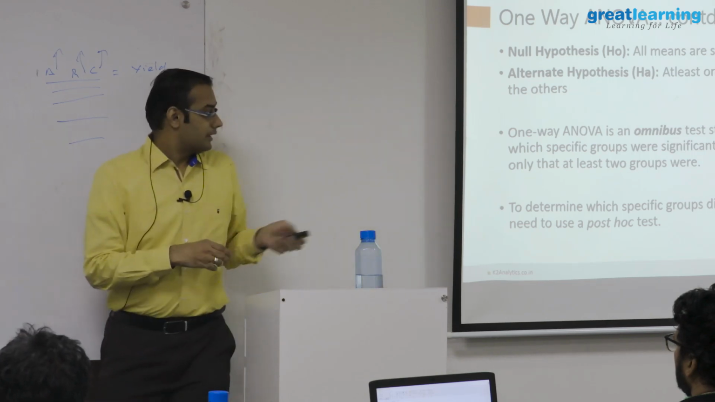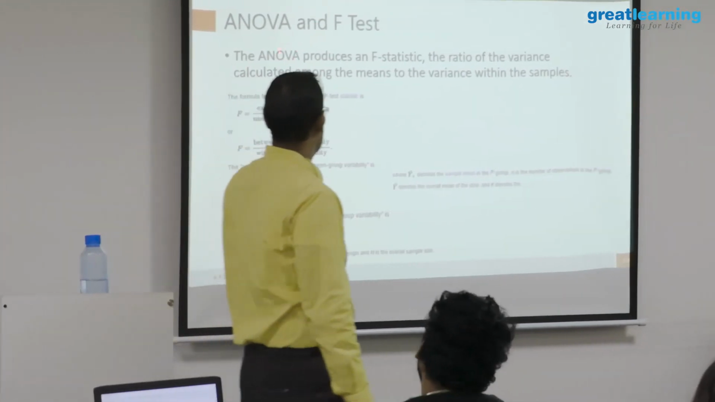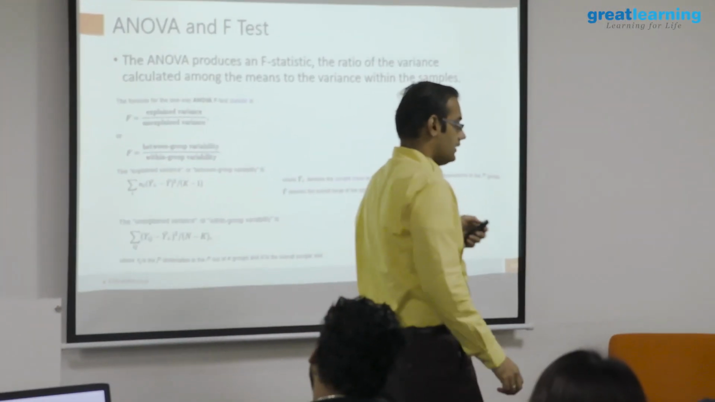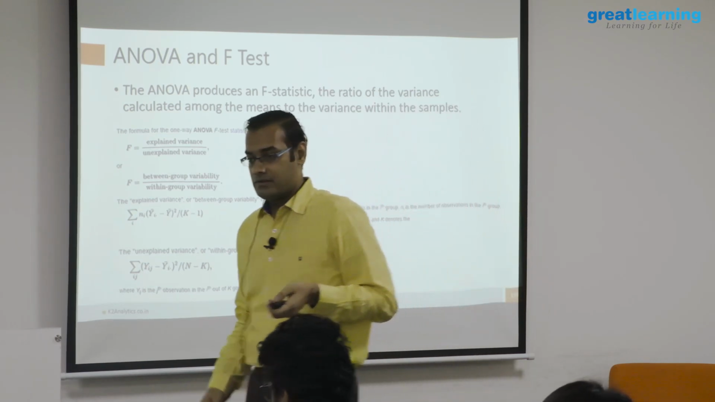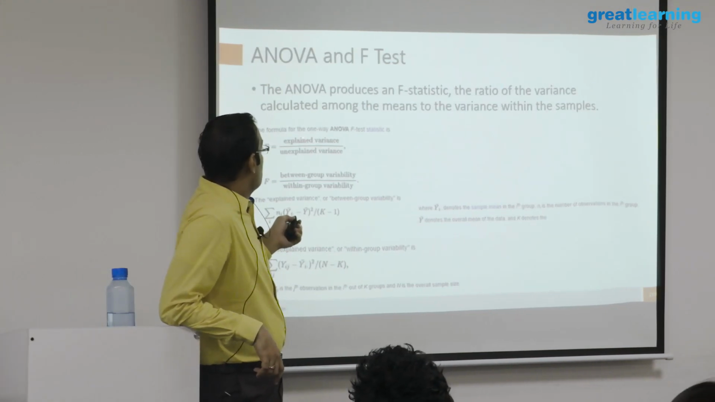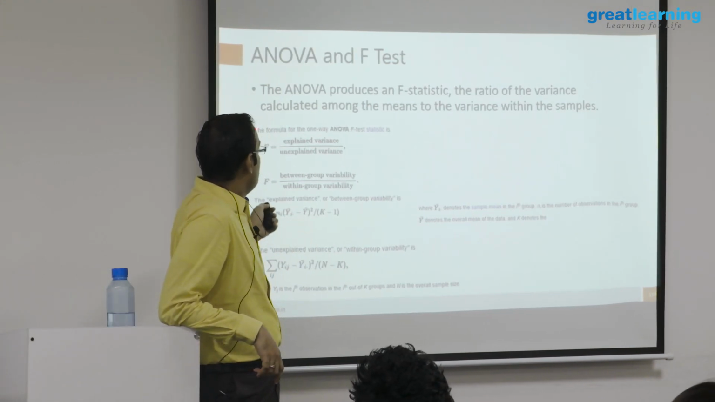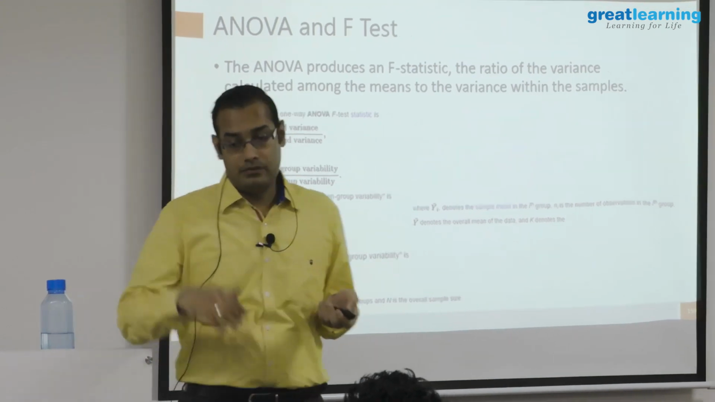So with that understanding, let us try to understand what the ANOVA test is. ANOVA test is calculated based upon the F-test statistic. What is F-test? F-test is basically explained variance divided by unexplained variance.